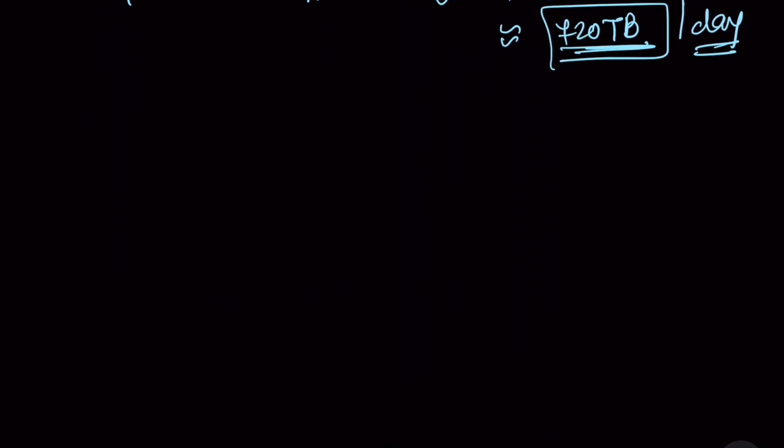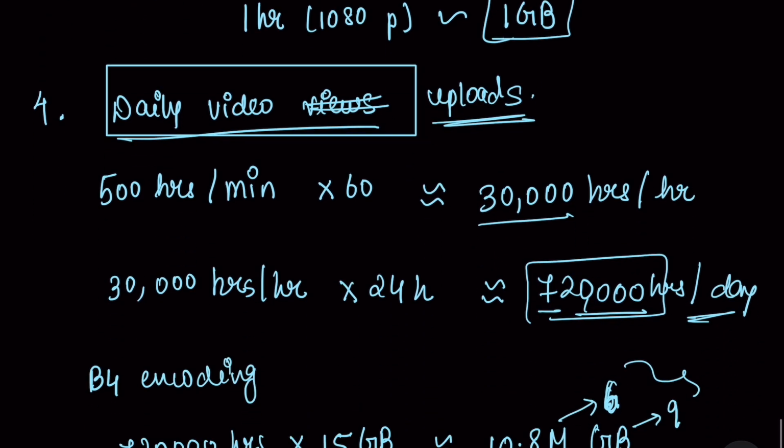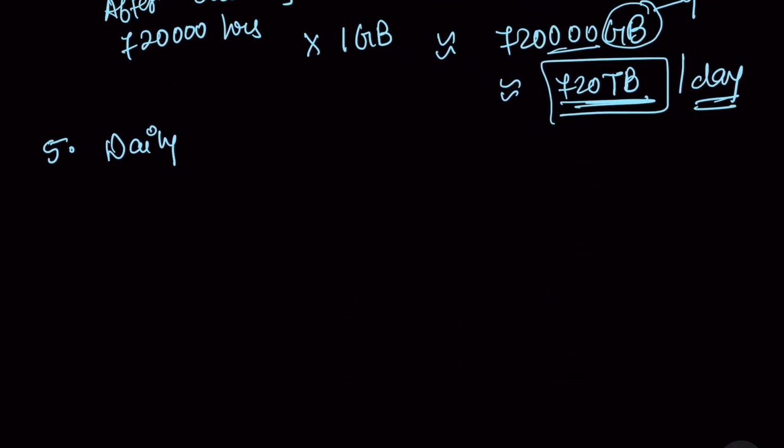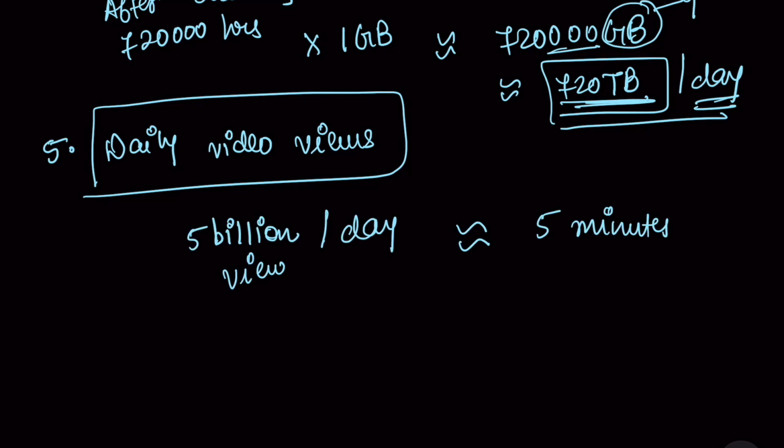Now let's calculate the daily views. So this was the daily video uploads, not views. I'm so sorry for that. And now we are going to calculate the daily video views. So now we will estimate the number of video views YouTube handles daily. We are saying over 5 billion video views each day. And on average, each view we are saying lasts for 5 minutes.